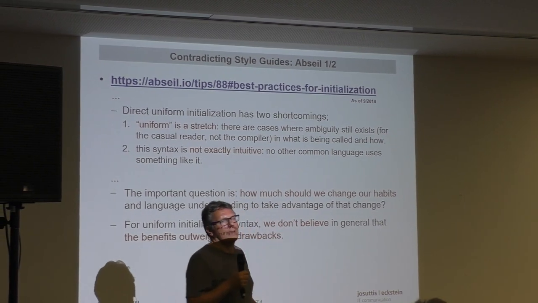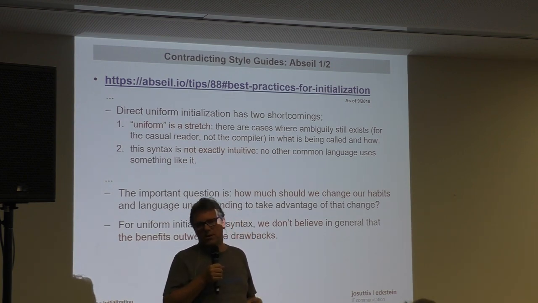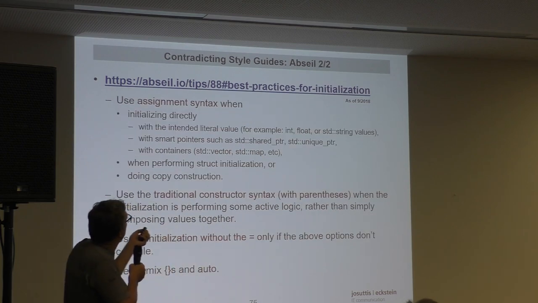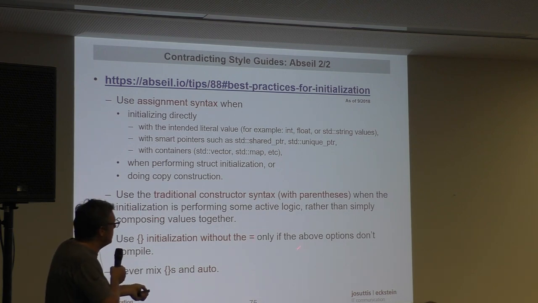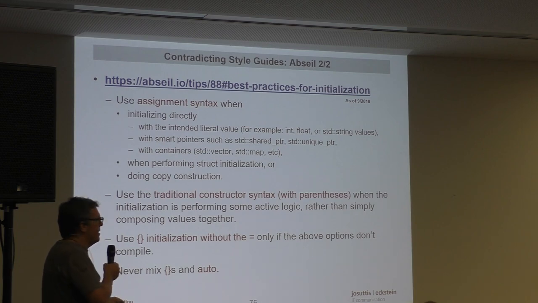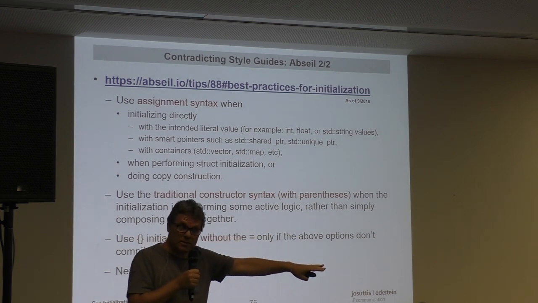Scott Meyers is gone. I mean, he doesn't write books anymore. So nobody is writing books about style guides with some authority. And that's a problem. By the way, the Google people say, this is the easy style guide we have. Use the assignment syntax when initializing directly with the intended literal value, with smart pointers such as shared pointers, unique pointers, with containers. When performing struct initialization or doing copy initialization, use a traditional constructor syntax with parentheses when initialization is performed. Use curly braces without the equal sign only if the above options don't compile. Never mix. This is an easy style guide. I want to show this in the second hour of my C++ training to the people, saying, you should follow this guide to initialize an object.